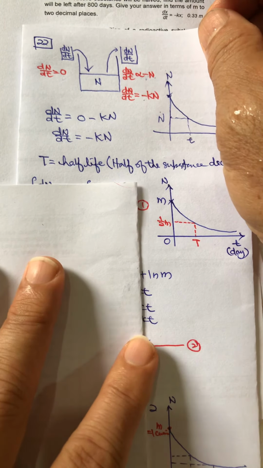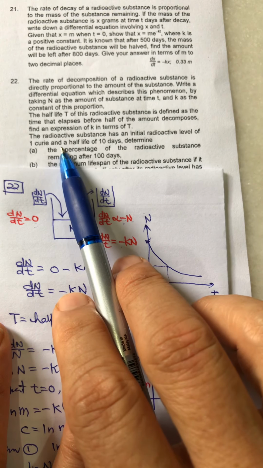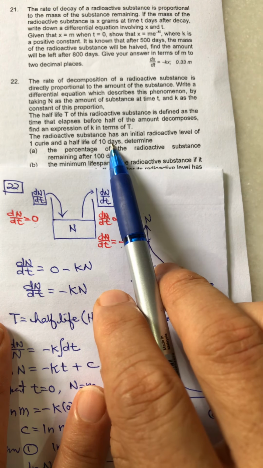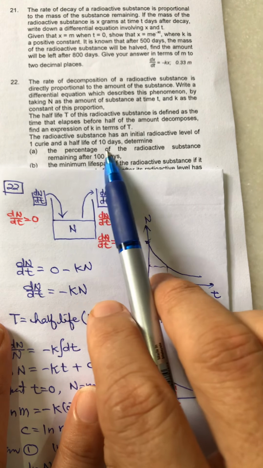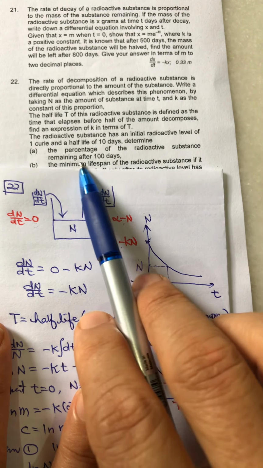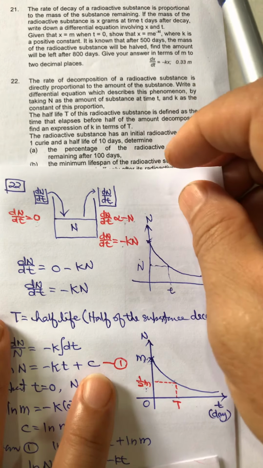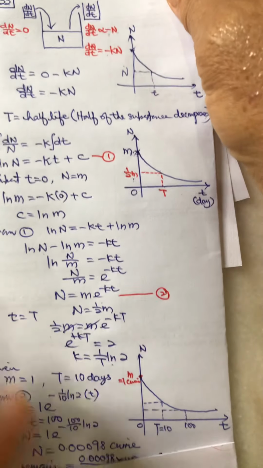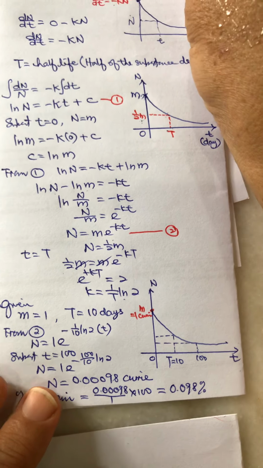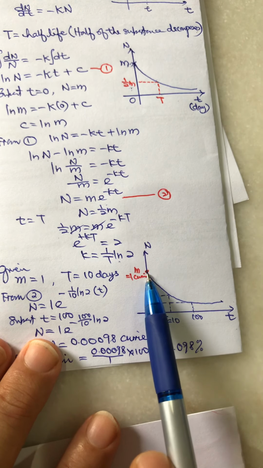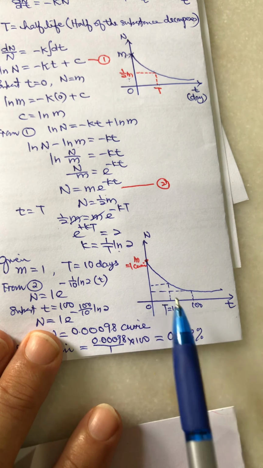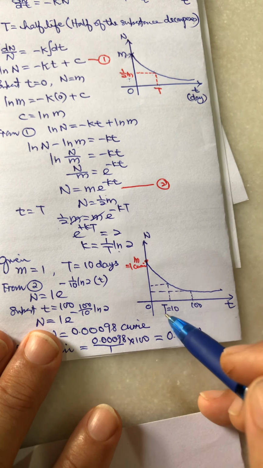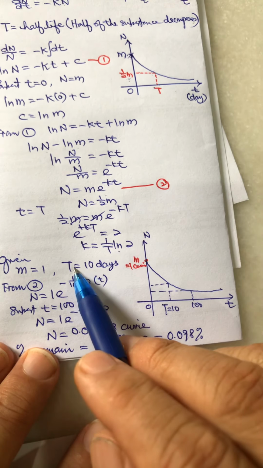Okay, the radioactive substance has an initial radioactive level of 1 curie and a half-life of 10 days. Now the time is in days. Find the percentage of the radioactive substance remaining after 100 days. That means the initial amount is 1 curie, the starting one, that is our m. So m is 1. And the half-life T is 10 days, so the big T is 10.